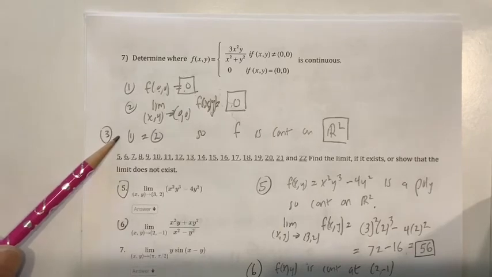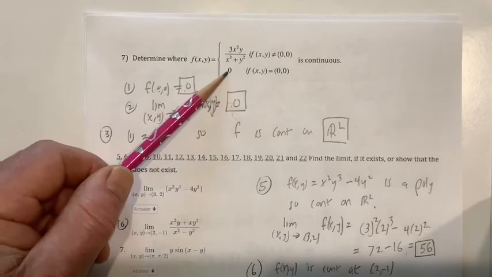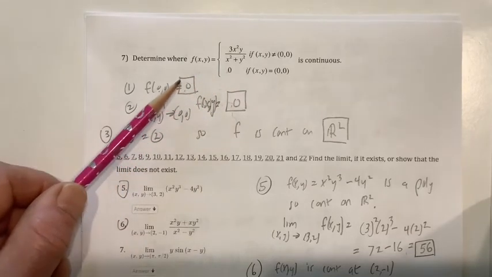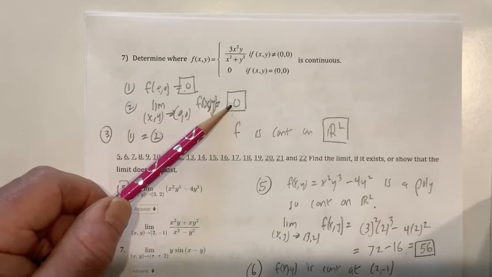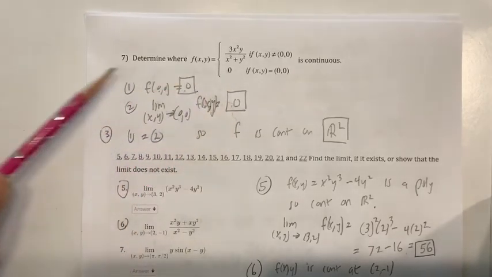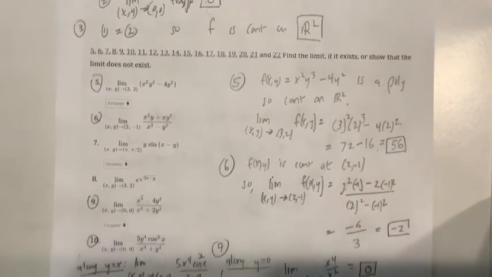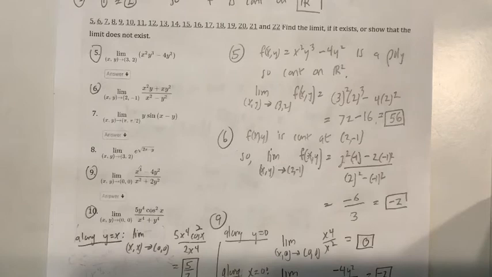Now, how would it satisfy 1 and 2 but not 3? Well, what if I define it to be 1 at (0,0)? If I defined it to be 1 there, it would satisfy condition 1. It would satisfy condition 2, but the limit would be 0, but they wouldn't be equal. So if I define it to be 1 there, it would satisfy 1 and 2, but not 3. Anyway, so like I said, there's lots of problems here. I don't have time to go over every single one. Let me do a couple of these.